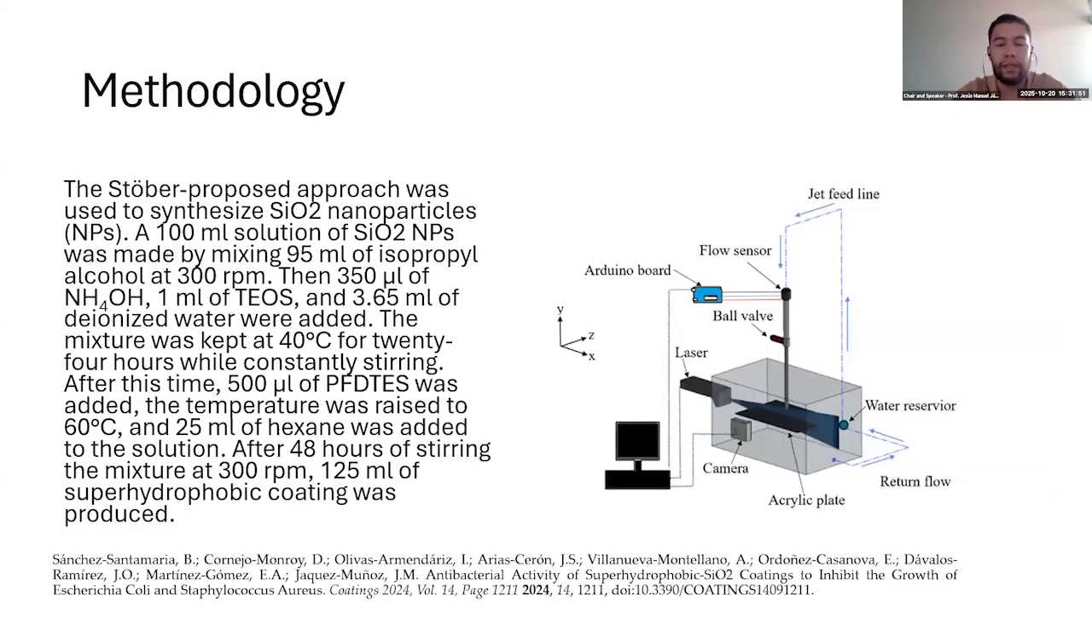To realize the super inhibitor, we use the Stöber method, and we employ 10 milliliters of the silicon oxide particles mixed with 99 milliliters of isopropyl alcohol at 300 RPM. This figure shows how we take the picture of the drop to define that it is super hydrophobic.